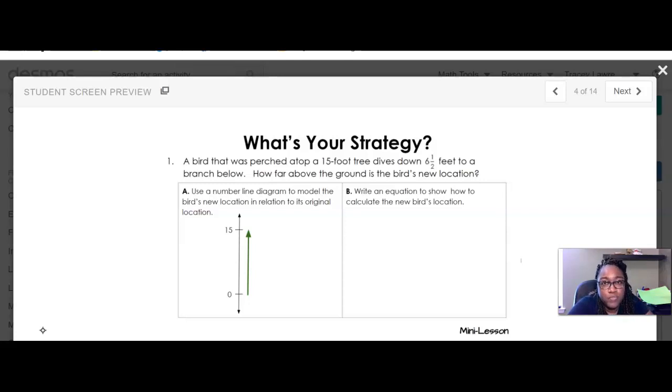So a couple of things I want you to pay attention to when you're reading a problem. Imagine where the bird is. It says the bird is perched atop a 15-foot tree and dives down 6.5 feet to a branch below. How far above the ground? So we know that 0 would represent the ground, and then 15 would represent how high the bird is in the tree. Now we're going to model this on a number line to show the new location of the bird. So 0 is the ground, and it was atop a tree at 15.